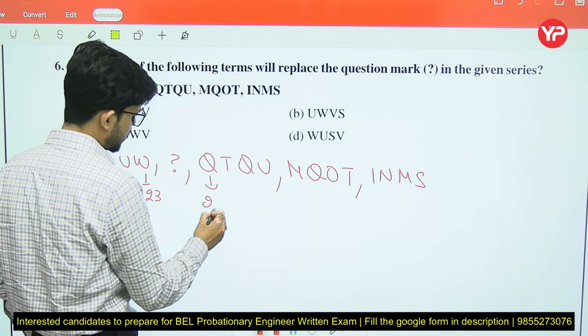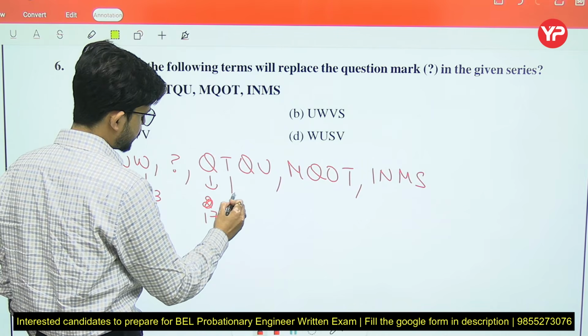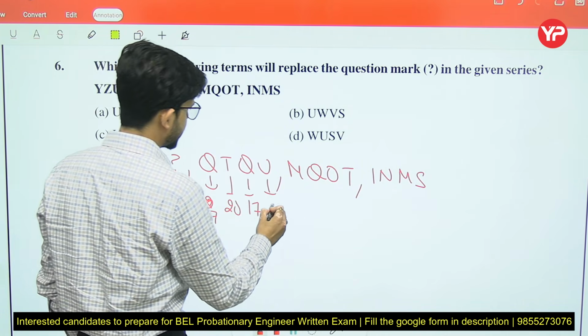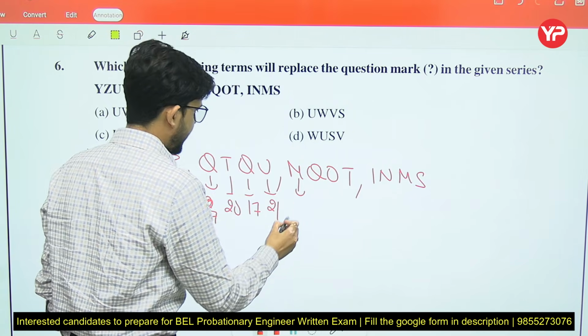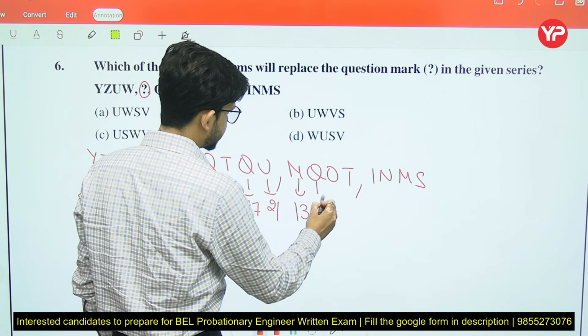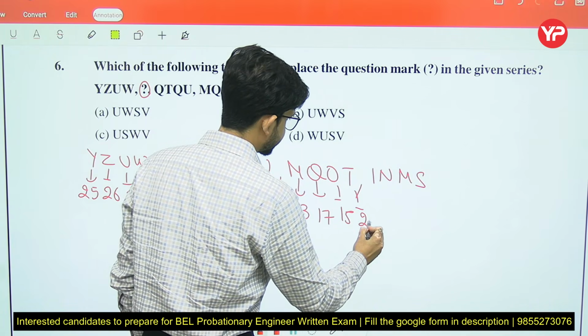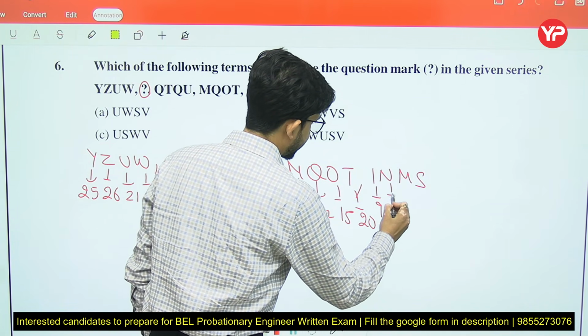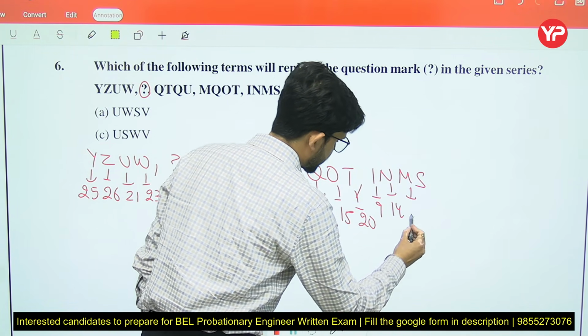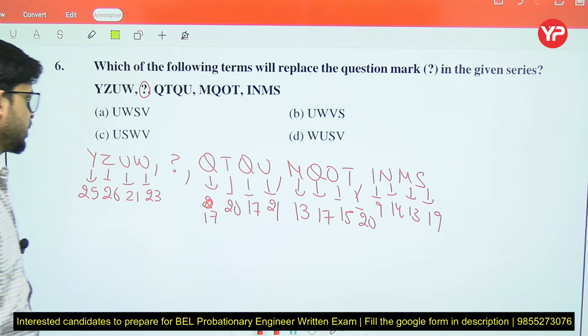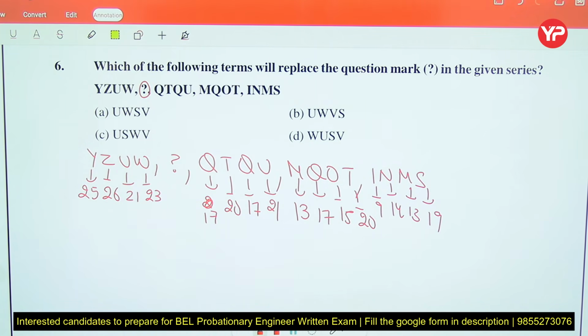Q is 17, T is 20, Q is again 17, and it is U. U is 21. M is 13, Q is how much? 17, O is 15, T is 20. I is 9, N is 14, M is how much? 13, S is how much? 19. So I have to see what pattern is particularly going on.